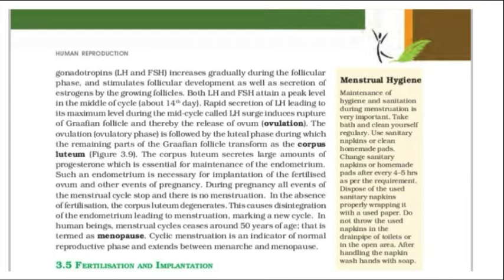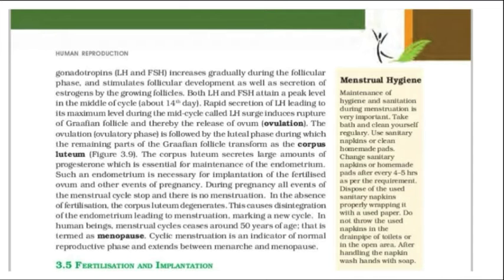Both LH and FSH attain a peak level in the middle of the cycle, about the 14th day. Rapid secretion of LH, leading to its maximum level during the mid-cycle, called the LH surge, induces rupture of the Graafian follicle and thereby the release of the ovum, also known as ovulation. The ovulation, also known as the ovulatory phase, is followed by the luteal phase, during which the remaining parts of the Graafian follicle transform into the corpus luteum.